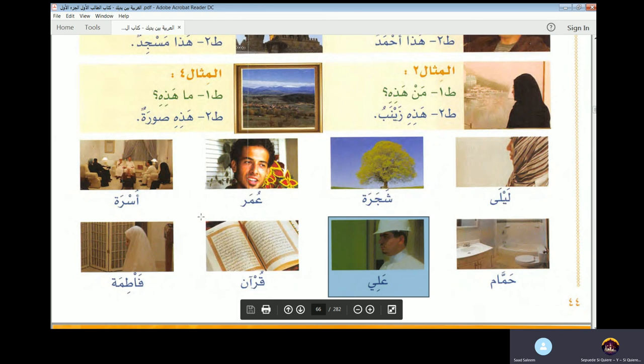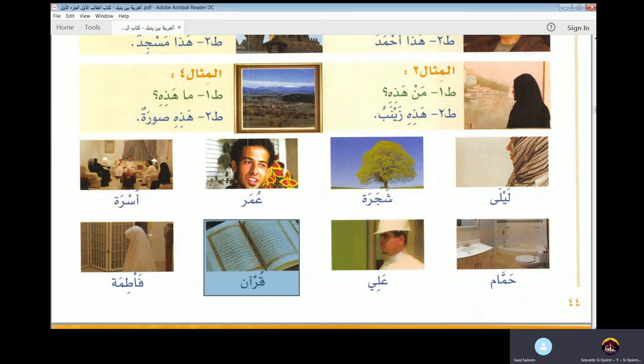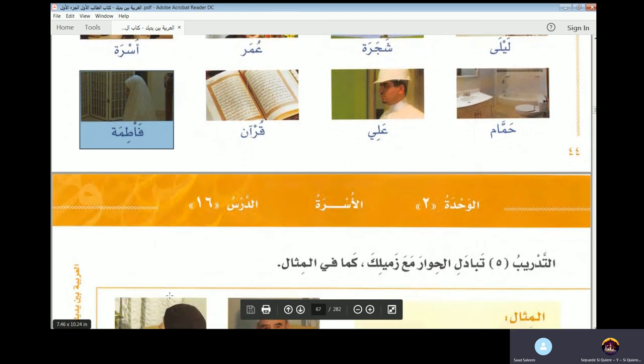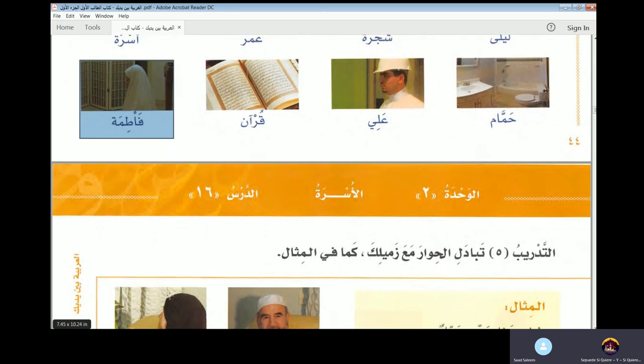Ali. Man hadha, who is this? Hadha Ali, this is Ali. Ma hadha, what is this? Hadha Quran, this is the Quran. Man hadihi, who is this? Hadihi Fatima. This is Fatima.